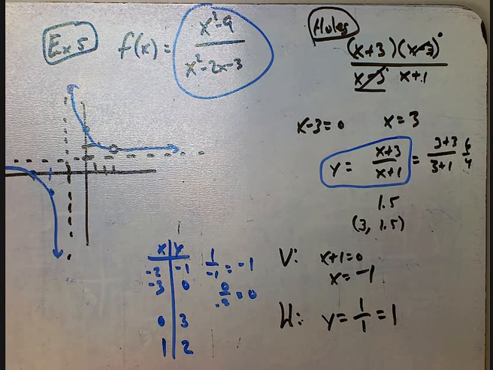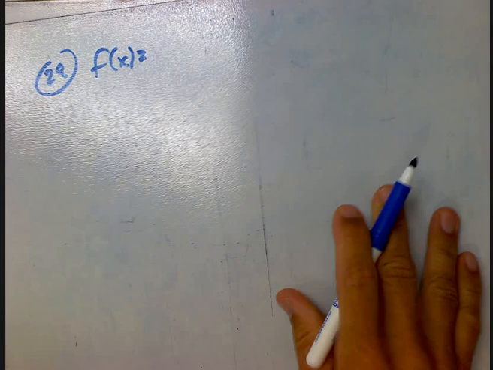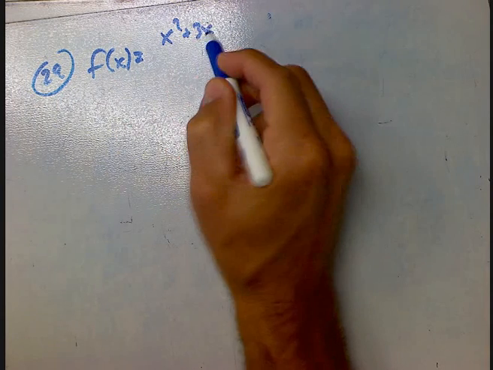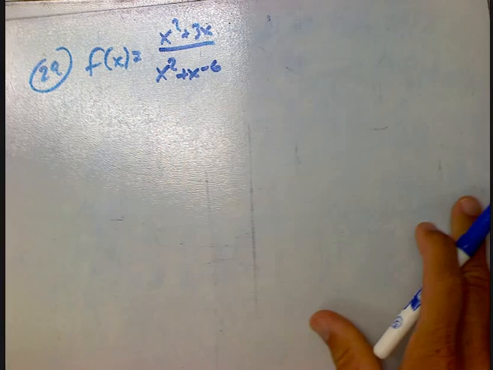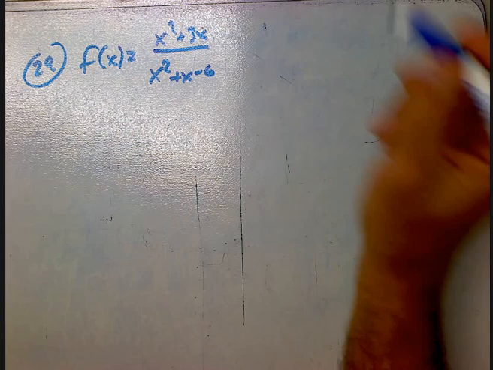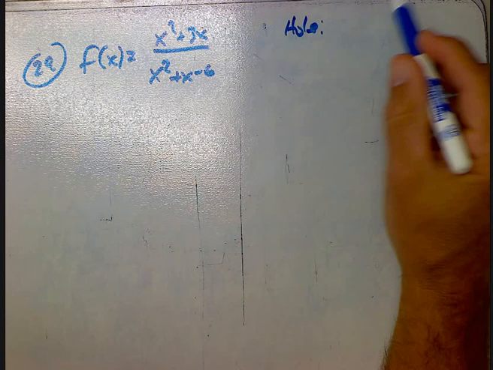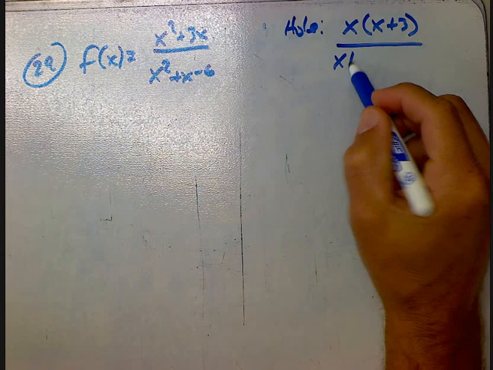Let's go ahead and try number 29. Okay. Number 29 says f of x equals x squared plus 3x over x squared plus x minus 6. Okay, try to work out the problem, press pause, and come back to see if you're able to do it right. Okay, so to find the hole, factor the top with x times x plus 3, common factor. On the bottom, x plus 3 times x minus 2.